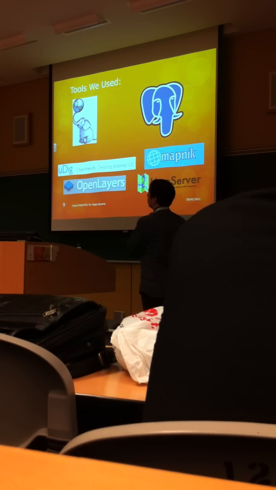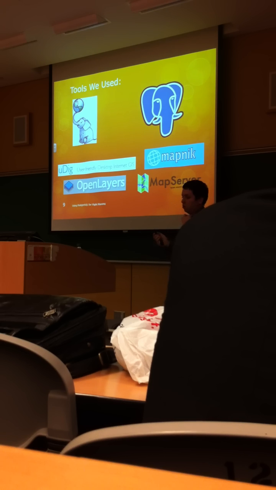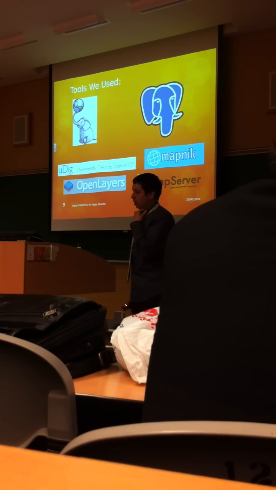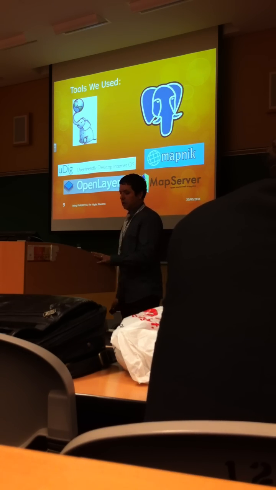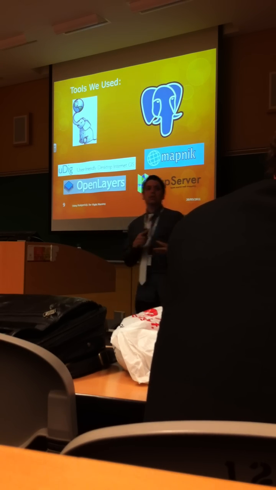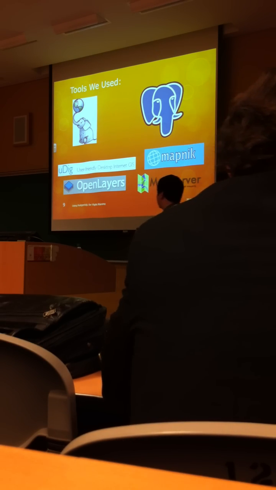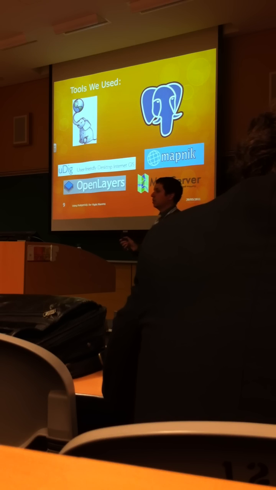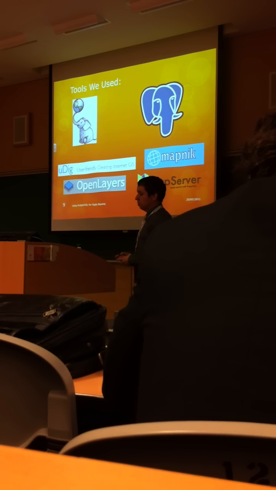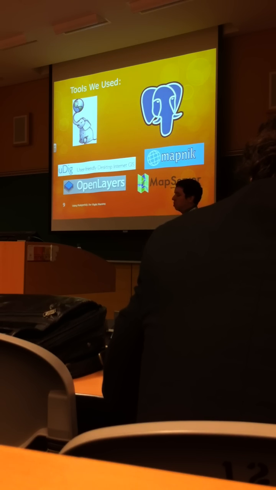So, some of the tools that we use, obviously Postgres and PostGIS. uDig is a desktop GIS application that allows you to visualize the points and polygons and lines and whatnot on your desktop. OpenLayers is sort of like the Google Maps API, but it's open and you can do more cool things with it. MapNik and MapServer, I'll talk a little bit more about those two later.